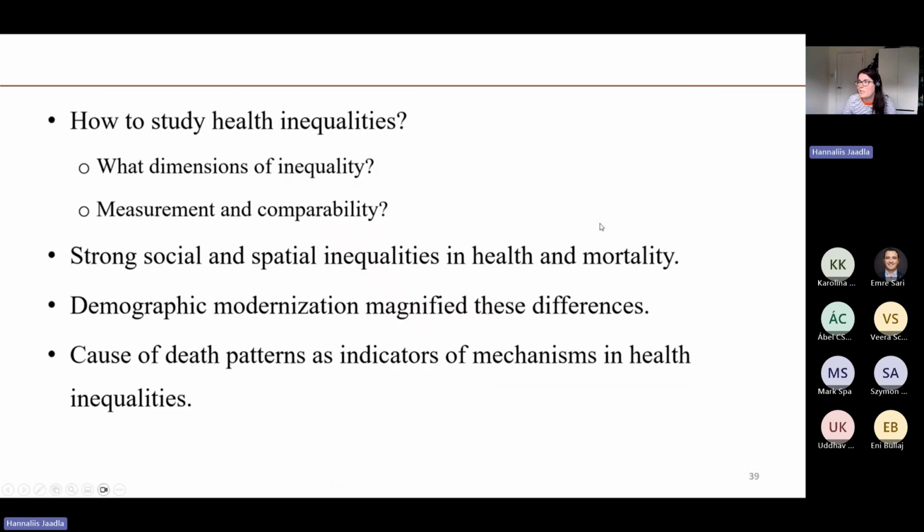So I'll wrap up on this thought. I'm hoping what you take away from this lecture is how, in your own work, you can think about studying health inequalities, what dimensions of inequality you're interested in, how different types of measurements might suit your research question, but also that there are many ways to measure both inequalities and socioeconomic status. And for the Great Leap project, one of the ideas is also to think about how cause of death patterns can be very good indicators of mechanisms in health inequalities. I think there's really a need to bring those more into our work, thinking about social inequalities in health.